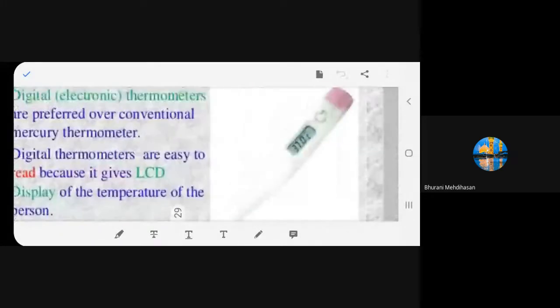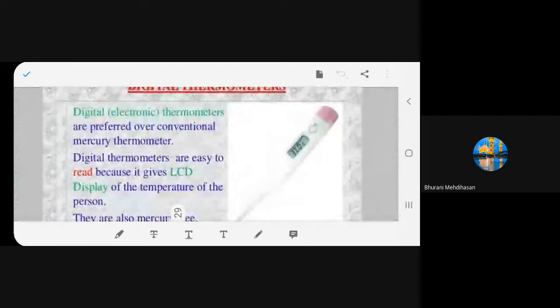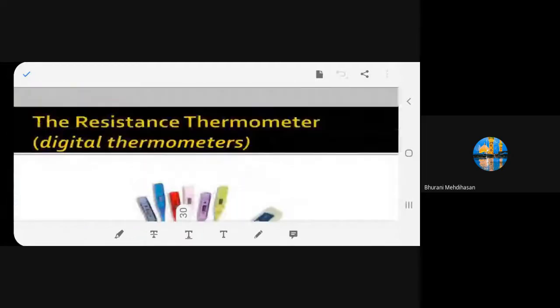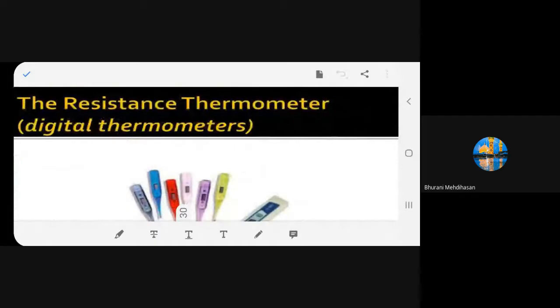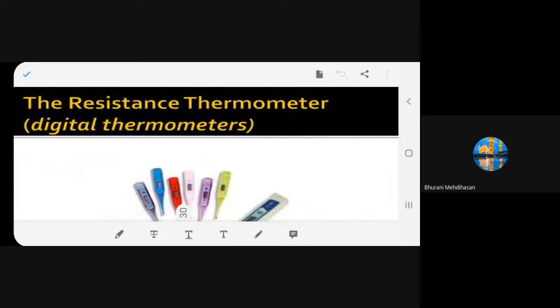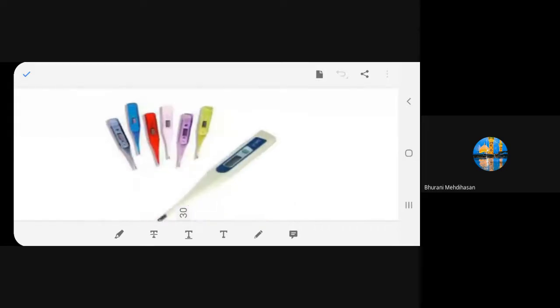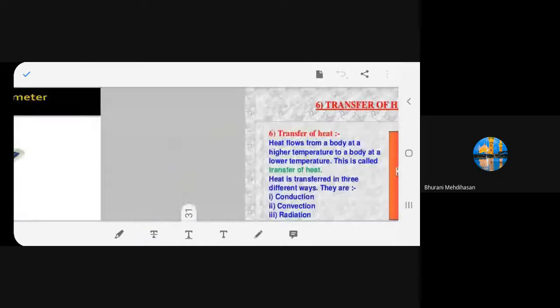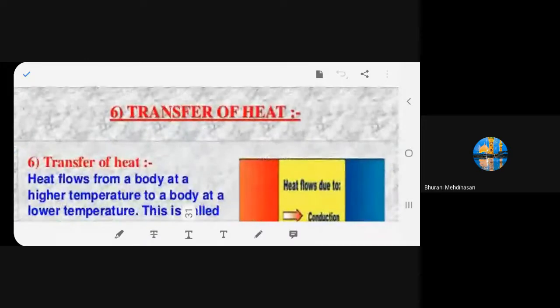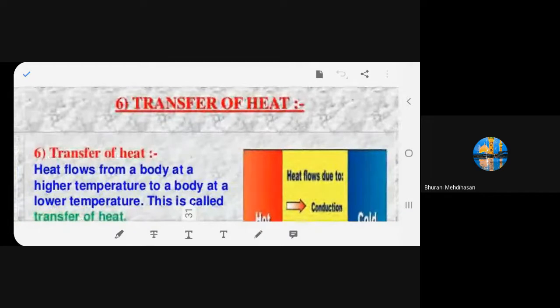This is how it looks like. I think I've already shown you. The other name is resistance thermometer. Digital thermometers are also called resistance thermometers. These are the types of thermometers. Now we'll see how this transfer of heat takes place.